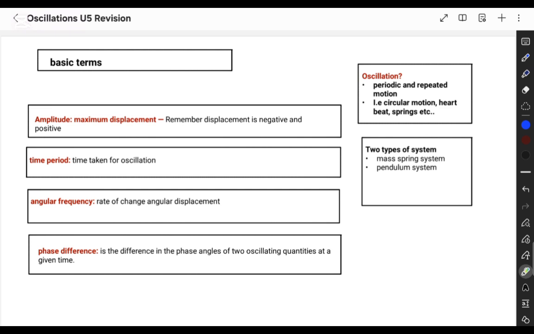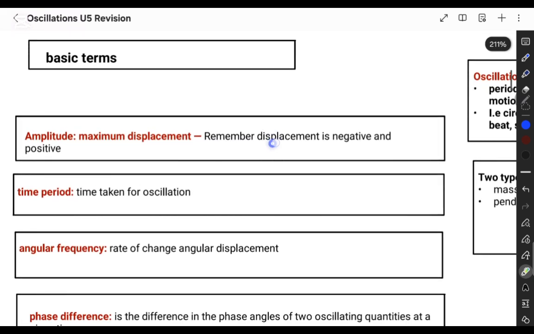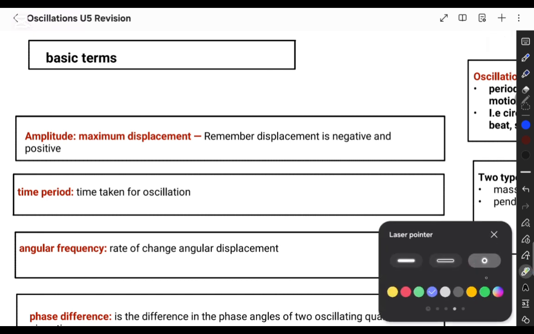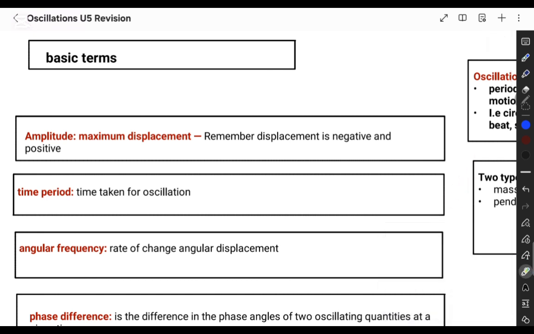So first of all, you have to understand, what does amplitude mean? Okay, so amplitude would mean the maximum displacement. And remember that displacement can be negative and positive. So we can have both negative displacement and positive displacement. It is a vector quantity at the end of the day. Right? Okay. Next thing, time period.